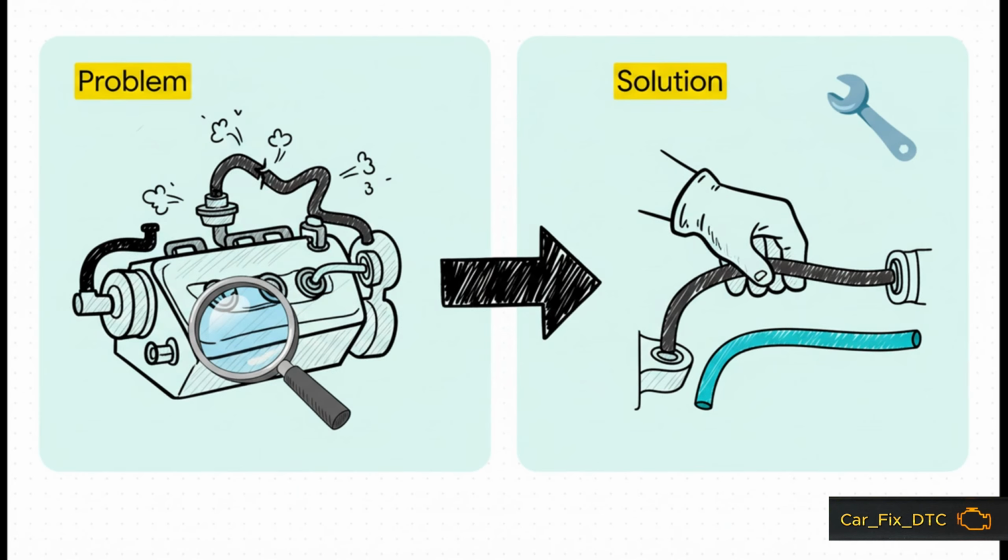Now, what if you found a cracked hose on that PCV system? Well, this is a really, really common issue, and the solution is super straightforward. Just make sure the rest of the system looks okay, and then simply replace that one faulty hose. This is often a surprisingly cheap and easy fix that solves the entire problem.